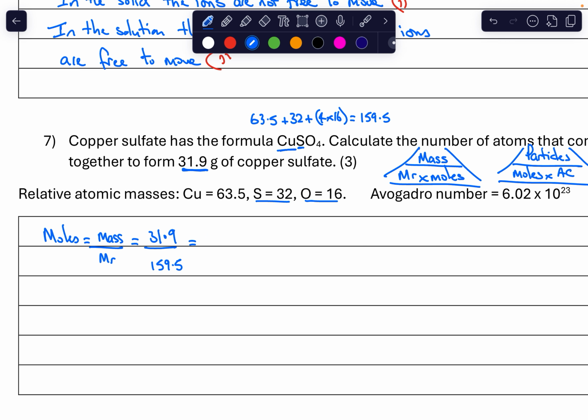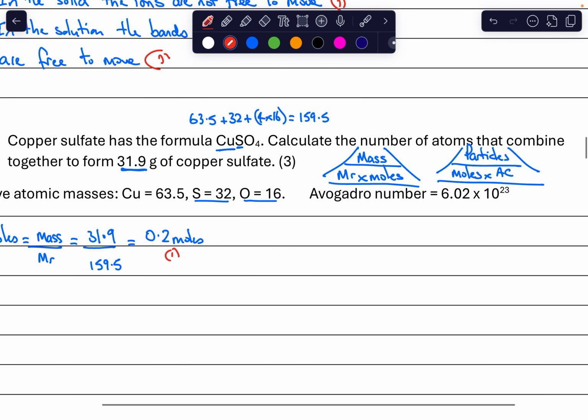So here my MR is 159.5. So let's do this calculation now. So 31.9 divided by 159.5 is 0.2 moles. Now if I get that far, I'm going to get myself a mark for working out the moles. So if you do nothing else, you've got one of the marks for this question.